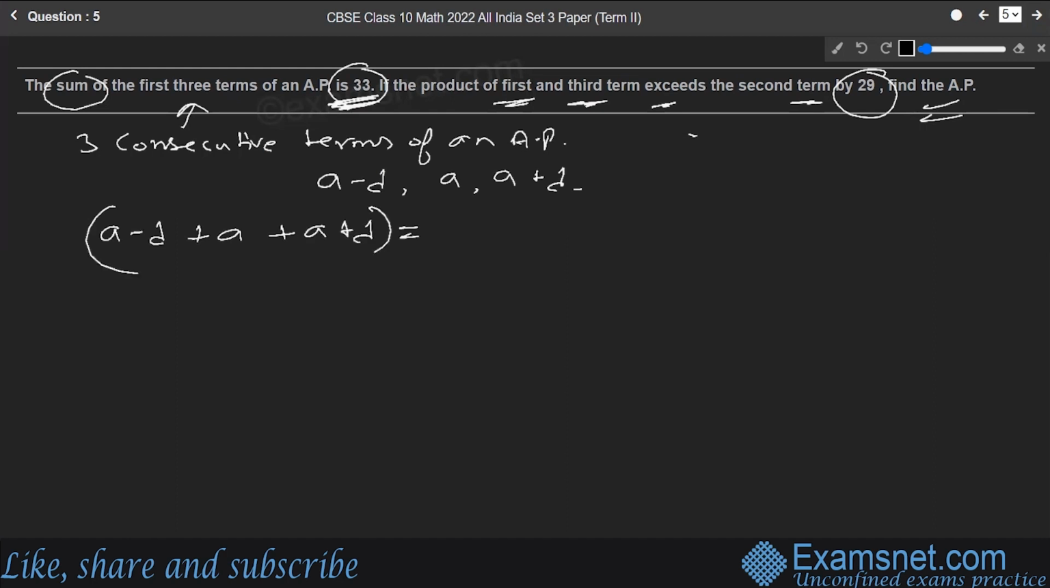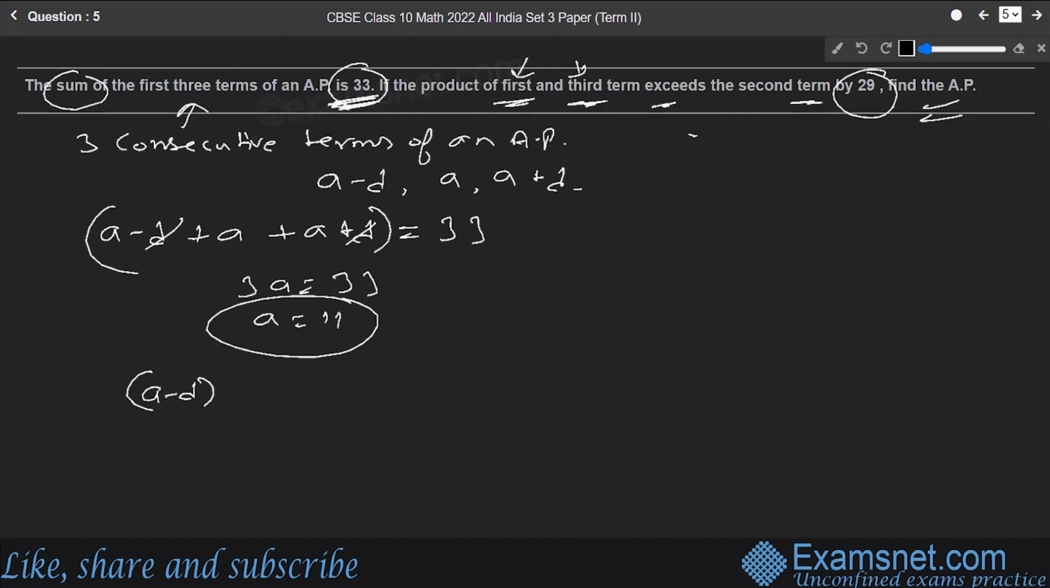And he has given this to be 33. So if we solve this further, how much is this becoming? Minus D gets cancelled. 3A value is 33. So obviously A value is 11. So we are able to find out A as 11. Now you're saying product of first and third term. So let us do the product. The first term was A minus D, and the third term was A plus D.